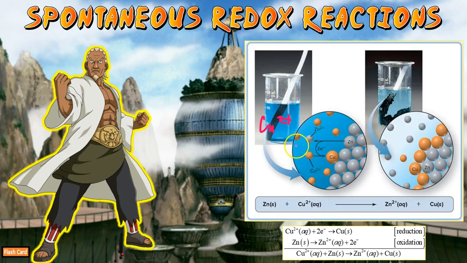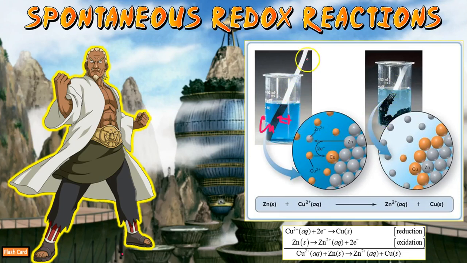Why? Because this spontaneous reaction involves the reduction of copper ions to solid copper and the oxidation of zinc metal to zinc ions. So, as the zinc metal is losing electrons or being oxidized, the copper metal gains electrons and becomes reduced, therefore creating the black and brown solid or layer of copper metal that is forming on the zinc.